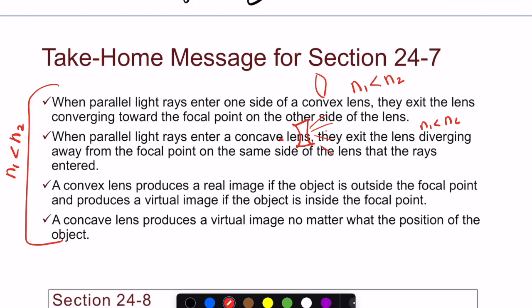So when we're talking about that context, a convex lens always produces a real image if the object is outside the focal point. A convex lens always produces a virtual image if the object is inside the focal point. And then a concave lens always produces a virtual image no matter what. Okay?